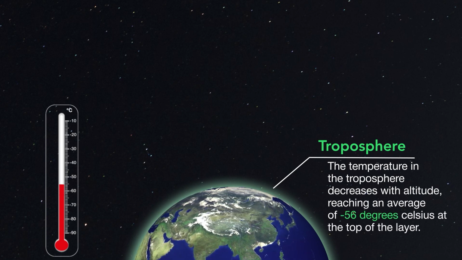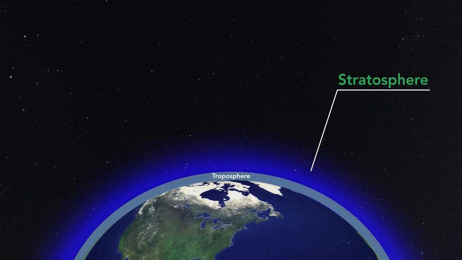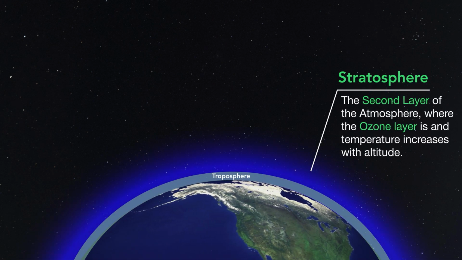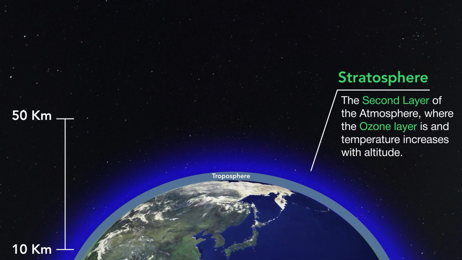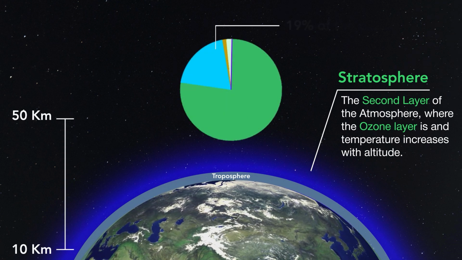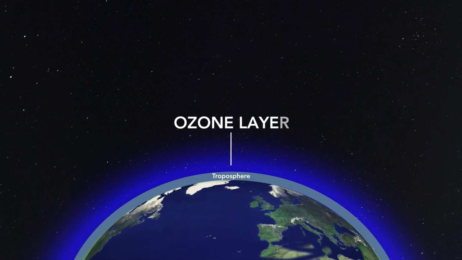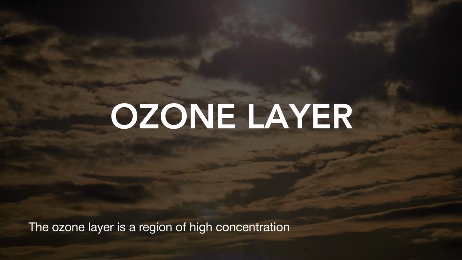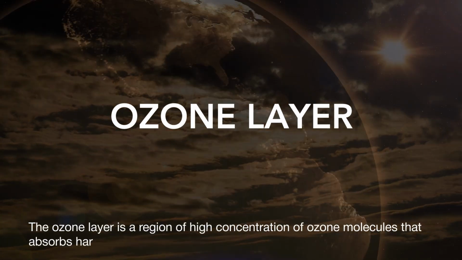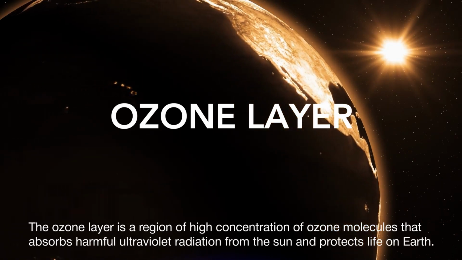The stratosphere is the second layer of the atmosphere, extending from the top of the troposphere to an average height of about 50 kilometers. The stratosphere contains about 19% of the total mass of the atmosphere and most of the ozone layer. The ozone layer is a region of high concentration of ozone molecules that absorbs harmful ultraviolet radiation from the sun and protects life on Earth.